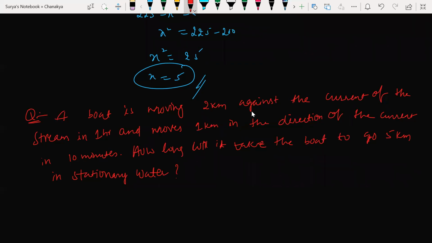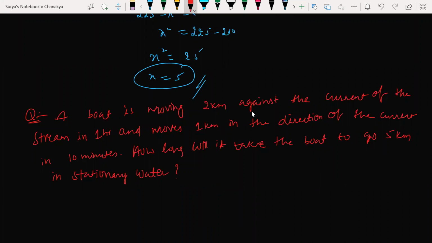A boat is moving 2 kilometers against the current of the stream. Then what is the upstream speed going to be? The time is also given, 1 hour. So we can find the speed by distance by time. They gave 2 kilometers against the current, and 1 hour also. I need the speed in kilometers per hour, so what can I do here?